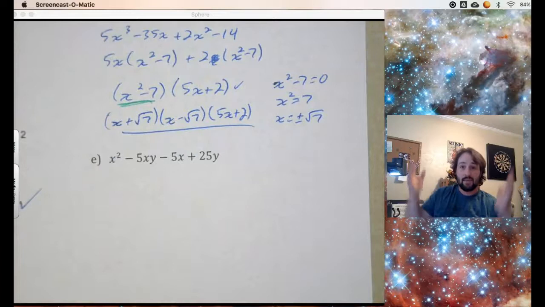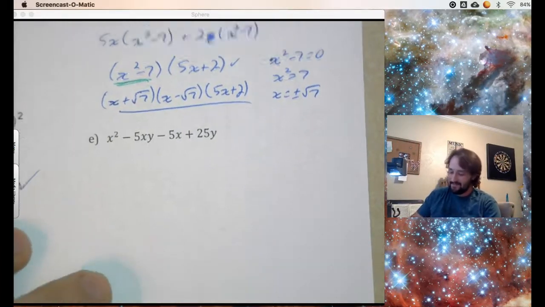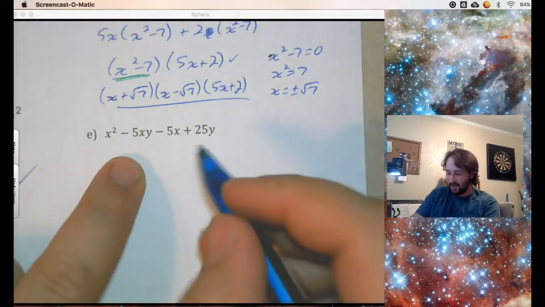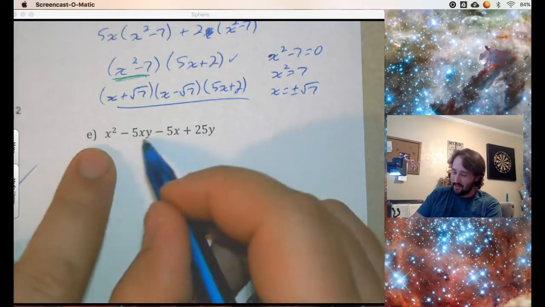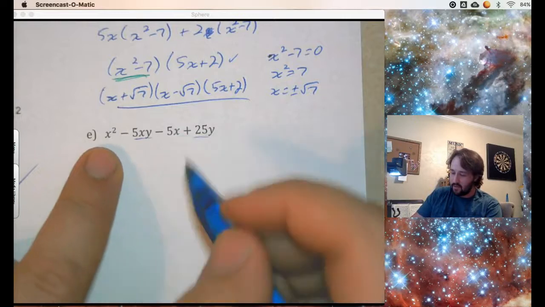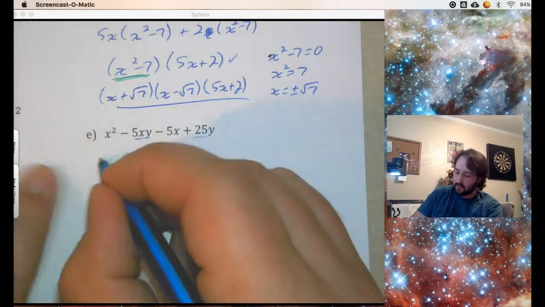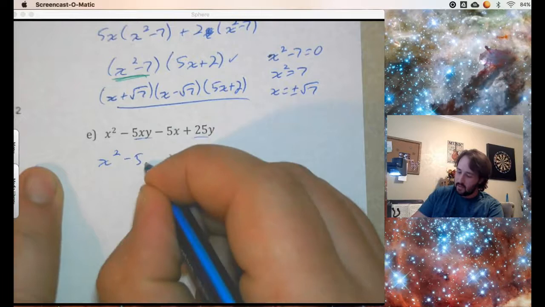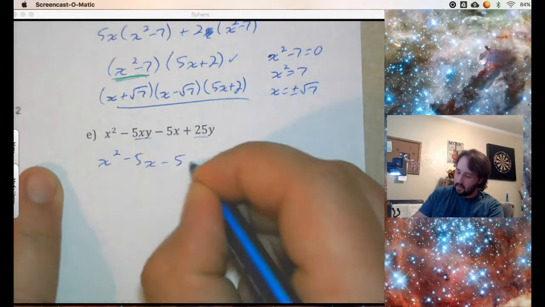All right, last example. Sorry. So here, I noticed these two have a y involved, these two don't, so I'll probably have to factor out the y. So I'll rearrange it such that I have been doing mostly.